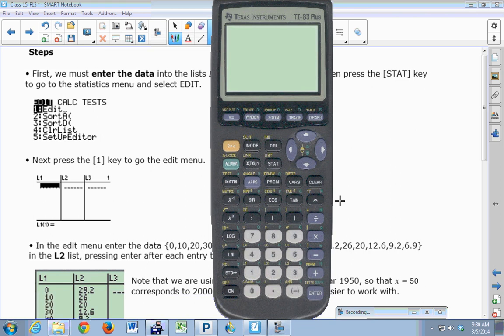Now this is one thing you'll always forget to do, and you'll keep saying, Linda, my R value is not there. So before you do anything, you can do this with me. Right above the 0, there's catalog. Hit second catalog, and you should see a menu like that. Unfortunately, we can't use a letter. We have to scroll all the way down until you see diagnostic on.